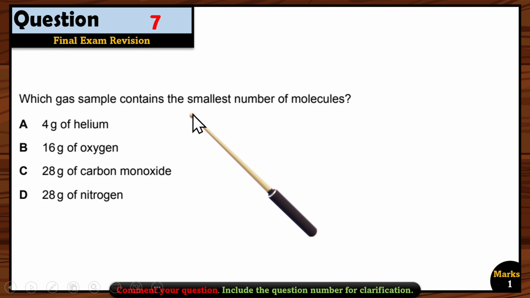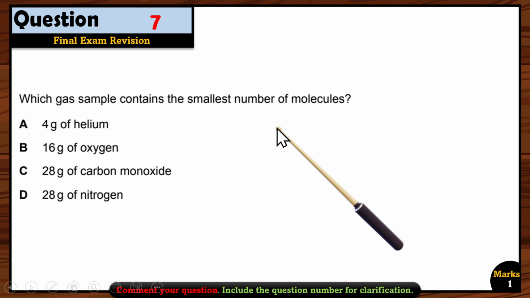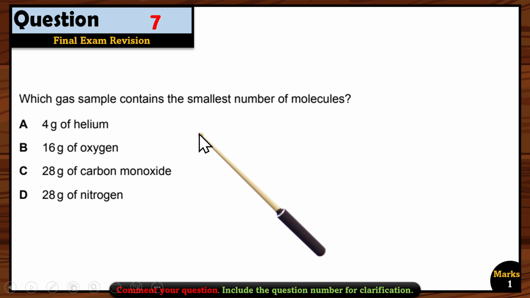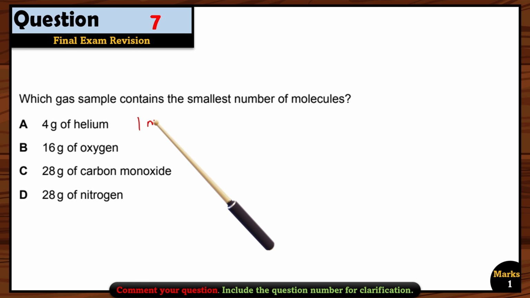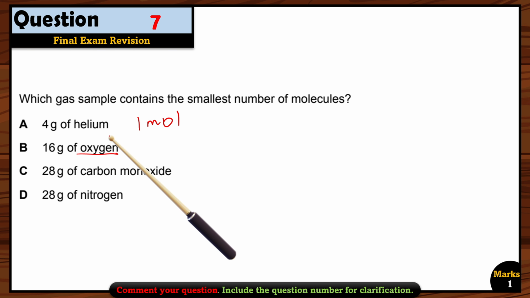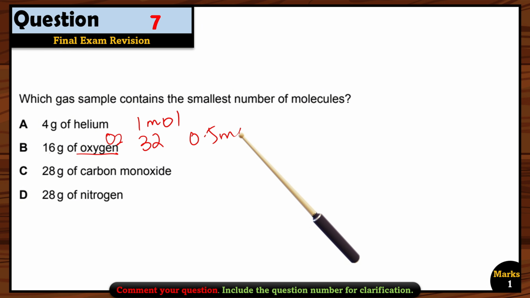Question 7. Which gas sample contains the smallest number of molecules? Now, here they are asking you the smallest number, not the largest number. But we have to do the same calculation. 4 gram of helium, simple. It's 1 mole, right? Because the mass of helium is 4 gram, you can see in the periodic table. 16 gram of oxygen. Oxygen is usually a diatomic molecule, so it should be 32, right? But it is 16 grams, so it's 0.5 mole.